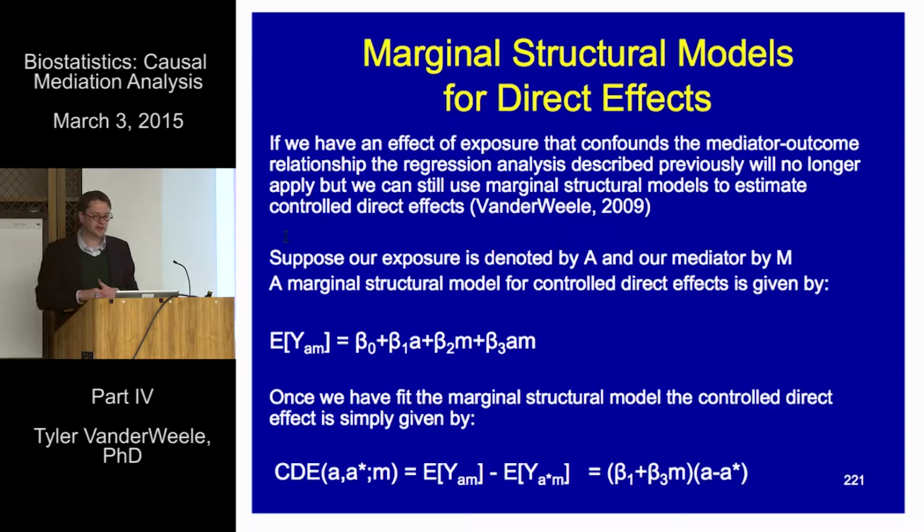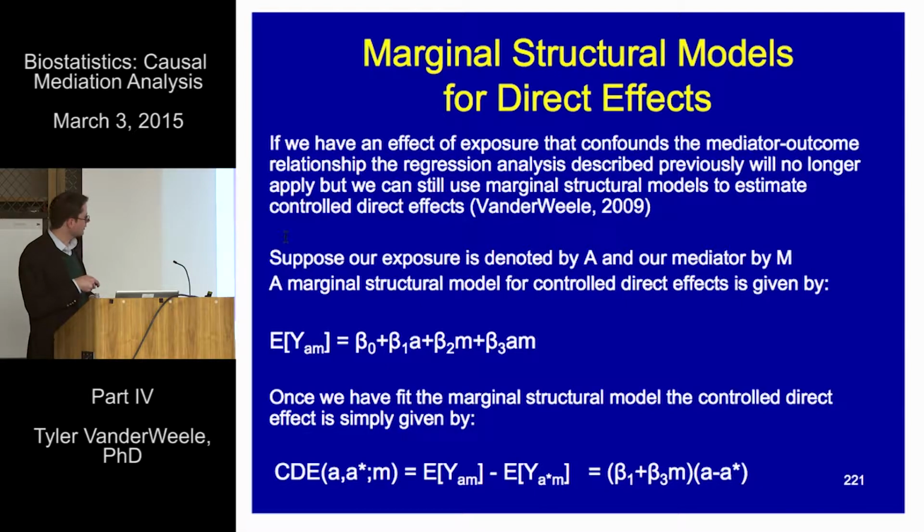One approach is to use what are sometimes called marginal structural models. These models were developed for time-varying exposures outside of the context of mediation, but they can essentially be adapted in a very easy manner to allow for controlled direct effects in the presence of time-varying confounding by essentially treating the mediator almost as a second exposure.